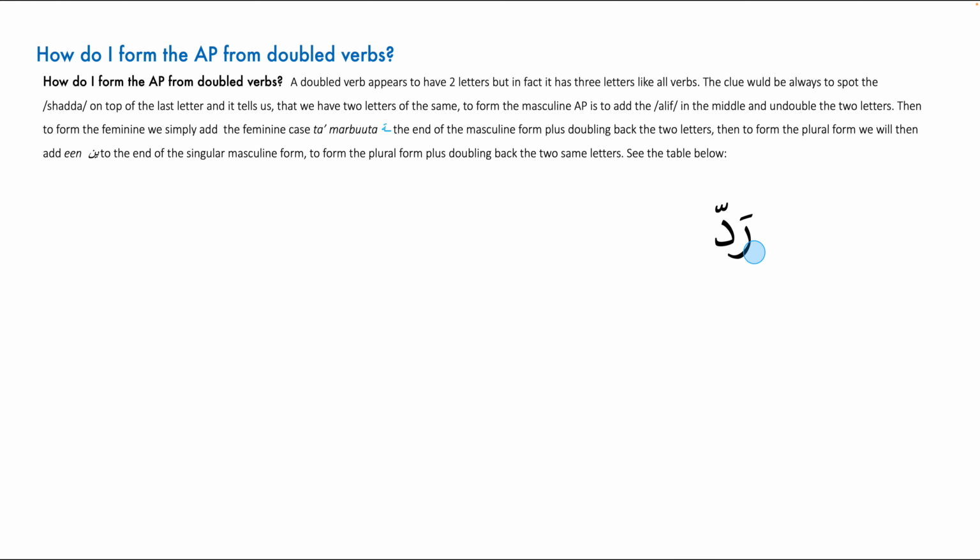So radd, radd. And when you see it, you just pronounce that letter twice or make it a little bit more emphatic. And forming the active participle from a doubled verb would be as follows. As always, you need to add your alif, so it becomes ra. However, the dal gets undoubled in the singular masculine form. So you would say radid. Here we've undoubled the dal and added the alif for the active participle. So it becomes radid, and radid refers to the person who's replying and to the action itself.